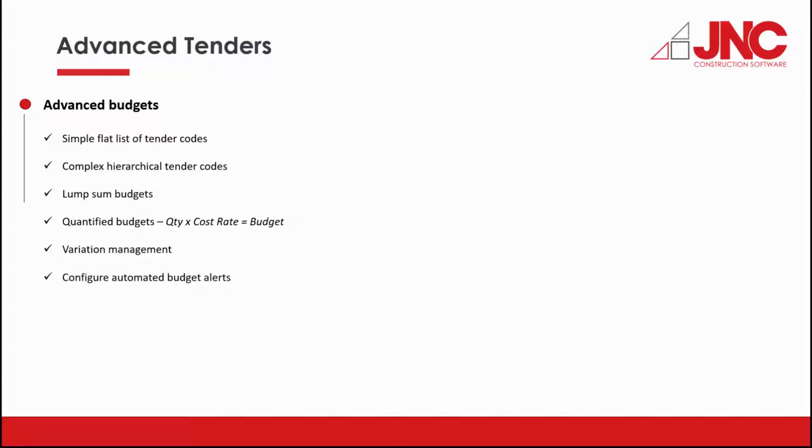Budgets may be recorded against each tender code with either lump sum or quantified values, which contain budgeted quantity, cost rate, and budget totals. Variations may be added to split tender codes by quoted works and variations, and automated alerts may be configured to tell you when you're about to go over budget.